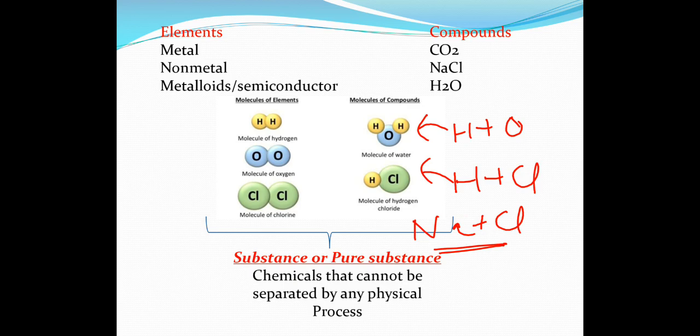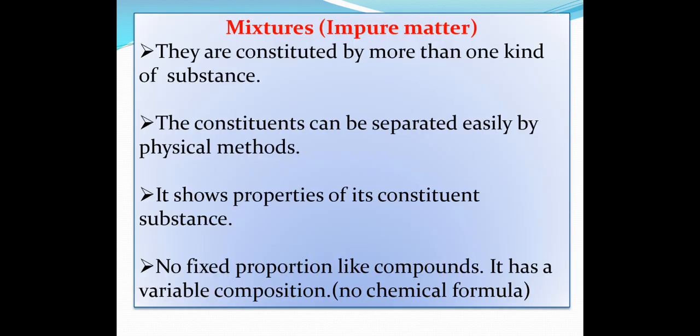Now next we'll talk about the second part, that is impure matter. So what is impure matter? It is also known as mixtures. What are the properties of mixtures? First one, they are constituted by more than one kind of substance. That means you can combine one element and a compound, you will get a mixture.